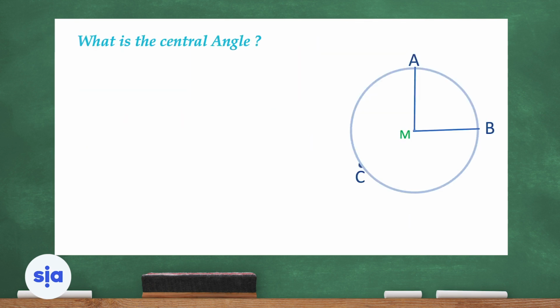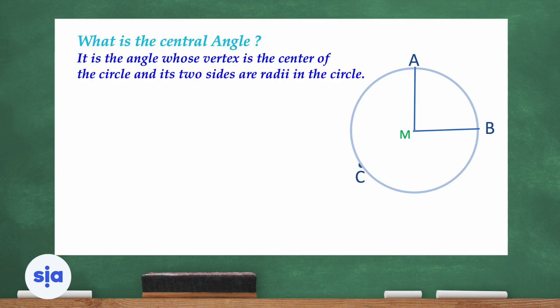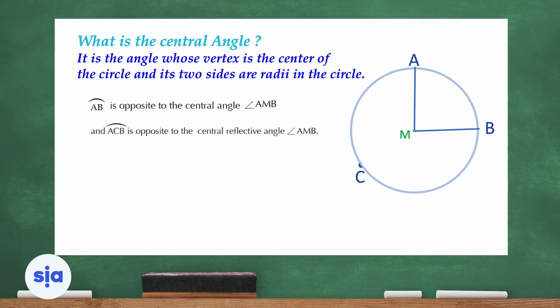What is a central angle? The central angle is the angle whose vertex is the center of the circle and its two sides are radii in the circle. So as you can see here, angle AMB is called a central angle. So arc AB is opposite to the central angle AMB, and arc ACB is opposite to the central reflex angle AMB.